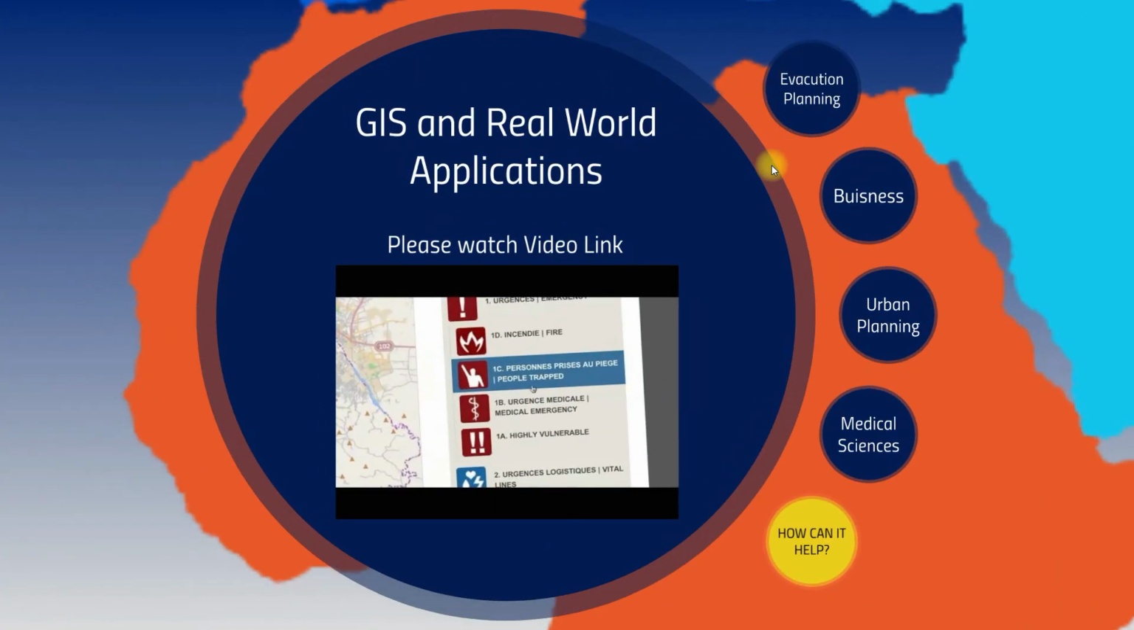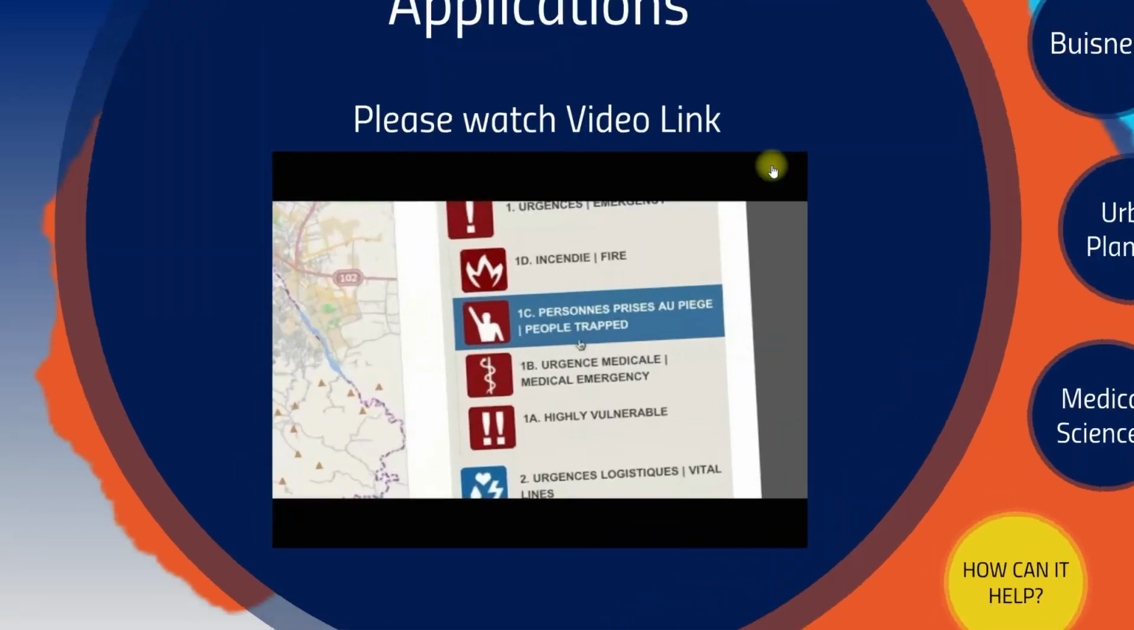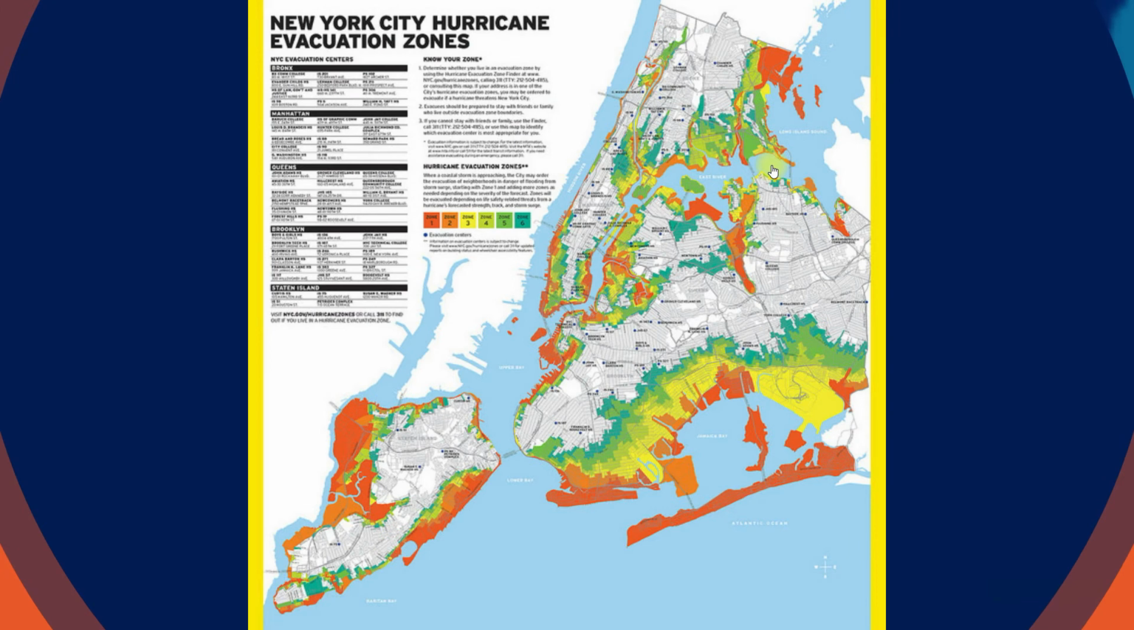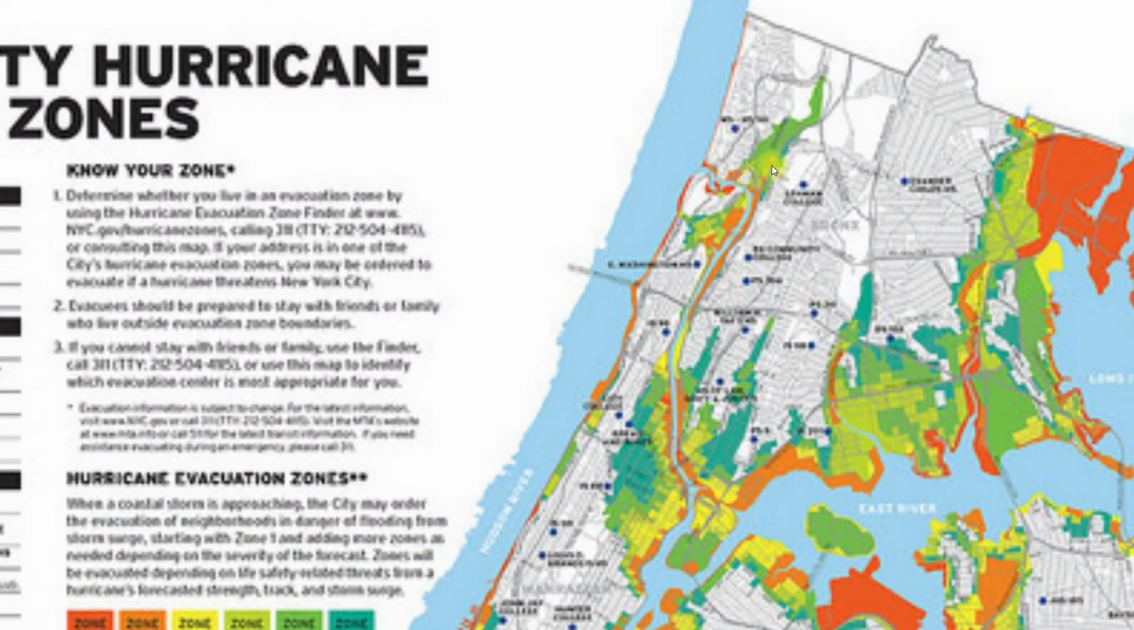So GIS and real world applications, right? And here is some video. Let's go here. Evacuation planning, right? So by GIS we can plan the evacuation. These are the New York City hurricane evacuation zones, and if some type of natural disaster comes, we can plan by using the GIS data, right?